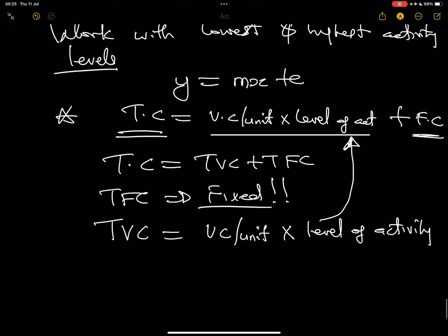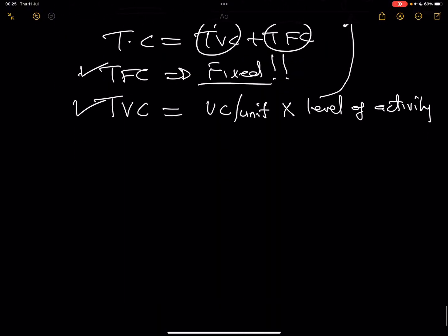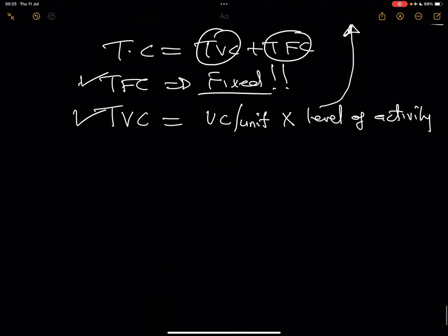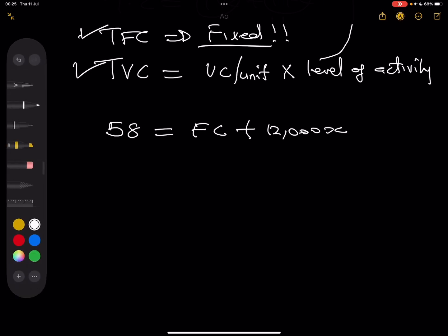So knowing that, you can take care of both. Now let's look at this one and this one. At 12,000 units, the total cost is 58,000. So 58,000, let's work in thousands, equals fixed cost that we don't know, plus the variable cost per unit that we don't know. I will call it X, and the activity level is 12,000. So that's 12,000 X. We are working in thousands, so I'll make it F, and let's just make it 12X.